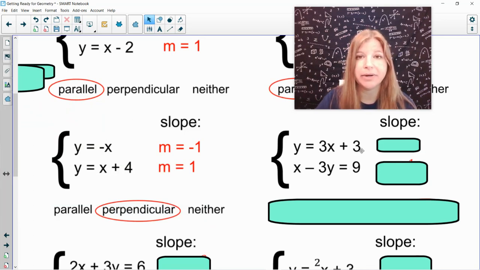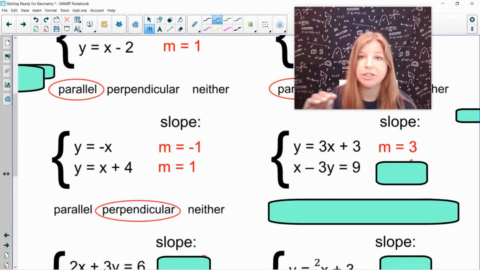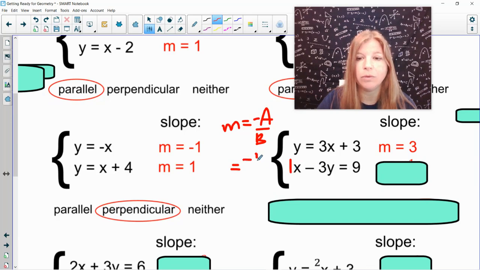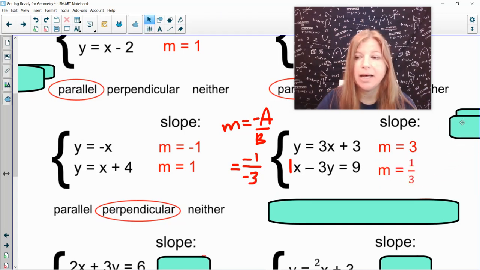Y equals 3x plus 3. That's easy when it's in slope-intercept form. Very easy to see my slope. It's positive 3. But now for the next one, x minus 3y equals 9, that's in my standard form. So I can go through and rearrange it and put it in slope-intercept form, or I can use my quick formula where m is equal to negative a over b. So now if I was to do that, what's my a value here? Well, my a value is 1, so that would be negative 1 over, what's my b value? Negative 3. What's negative 1 over negative 3? A negative divided by negative is a positive.